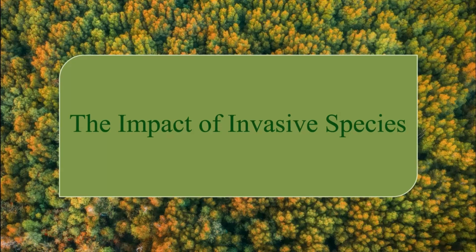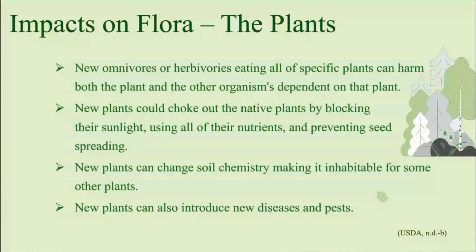The impact of an invasive species. Impacts on the plants, or the flora. New omnivores or herbivores eating all of a specific kind of plant can harm both that plant and other organisms' dependency on that plant. If a new herbivore comes and eats all of a specific kind of bush, number one, that bush is going to go extinct in that area, but anything that normally eats that bush is going to have to find something else to eat.